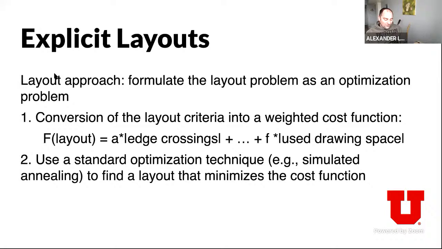And so how can we now create these layouts computationally? One approach is to formulate the layout problem as an optimization problem. So you could convert these layout criteria, like minimize edge crossings, minimize edge bends, or minimize distances between adjacent nodes, and write that down in a weighted cost function. And then you could use a standard optimization technique, such as simulated annealing, to find a layout that minimizes this cost function. And then you can tune your layout by tuning your weights. So you could say avoiding edge crossing is more important to me than using drawing space. And so you can play around with this and find, as a human, a layout that works for you.